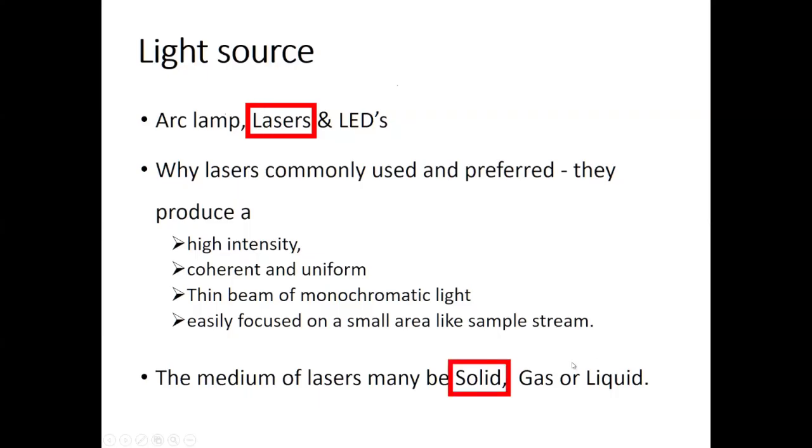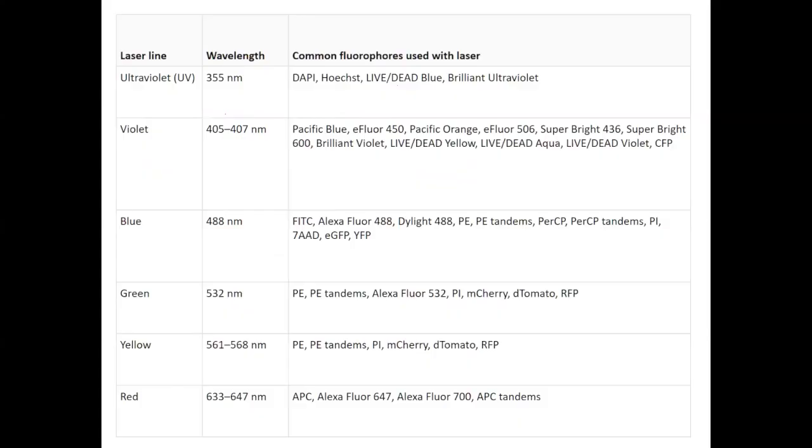lasers, right? Initially we used gas lasers, but now almost everyone is using a solid state laser. And these are the different laser lines, the different lasers we use. When I say laser line, this is the ultraviolet laser, which emits ultraviolet rays at a wavelength of 355 nanometer. Then you have the violet laser, which emits light at 405 nanometer.